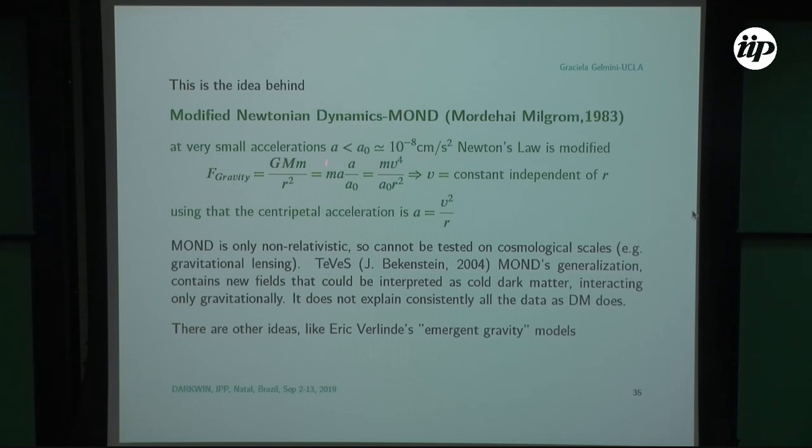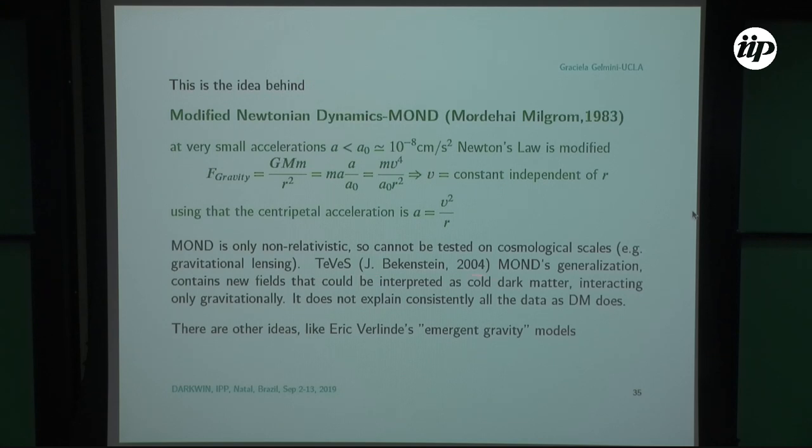And so you see that the force of gravity, of course, goes as 1 over r squared, and then the right-hand side, the side of the accelerations, also go as 1 over r squared, because this acceleration is a centripetal acceleration, is v squared over r, so you replace and you have 1 over r squared. So you see that r squared and r squared go away, and you have that the velocity is constant. And this explains the rotation curves going to a constant value. This is a very simple idea. Of course, MOND is a non-relativistic theory, so it cannot be tested on cosmological scales. For example, using gravitational lensing, etc., you cannot use that.